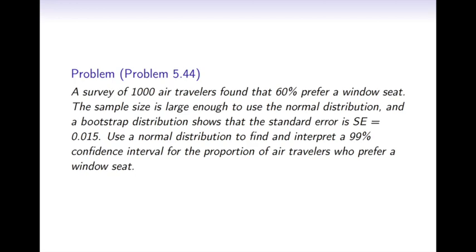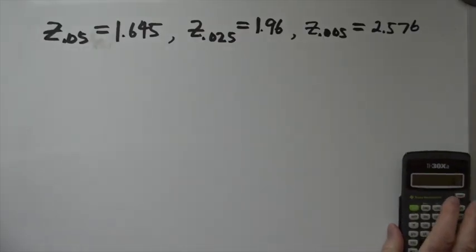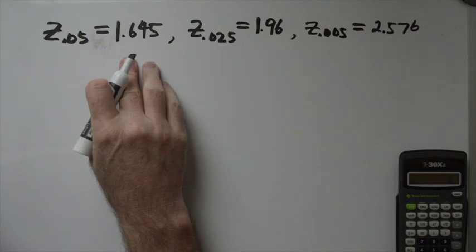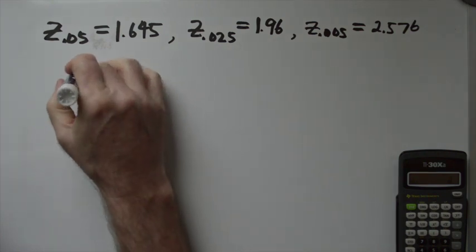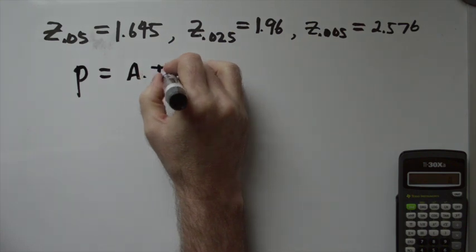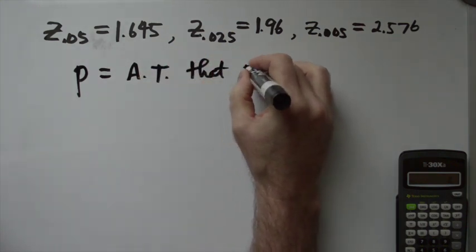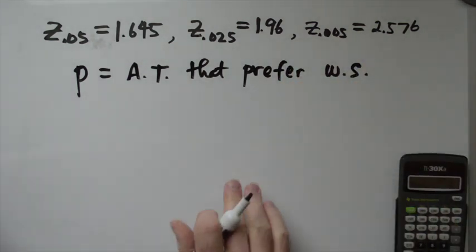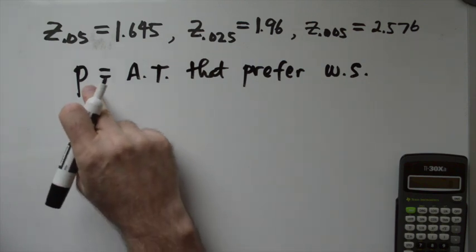All right, let's go to the whiteboard. Okay, so this is problem 5.44. We're going to work this one on the whiteboard. We just have to remember what it is that we're doing in this problem. We're trying to develop a confidence interval at the 99% level for this proportion P, which we're thinking of as the proportion of air travelers that prefer a window seat. That's just to help us remember the context for this problem. So this is the proportion we're after.